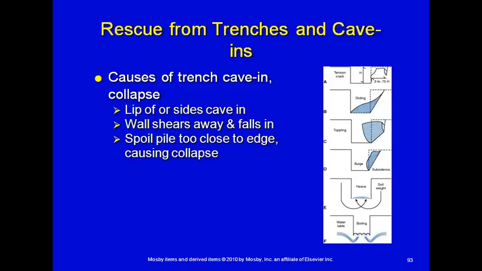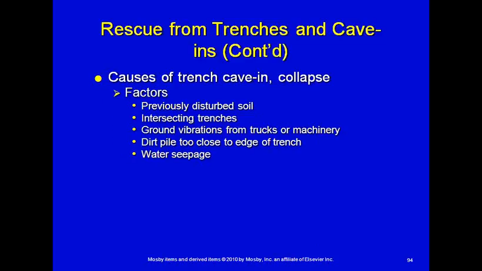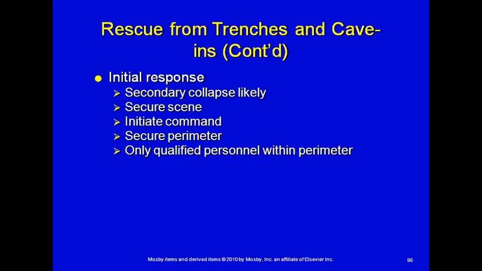If the spoil pile or the loose stuff is too close to the edge, it can cause a collapse of the sides, and all that stuff can fall in on top of whoever's in the trench. Some things that increase a trench cave-in: previously disturbed soil, intersecting trenches, ground vibrations from trucks and machinery, dirt piled too close to the edge of the trench, and water seepage in the walls of the trench.